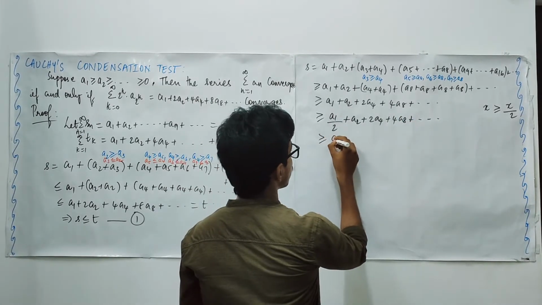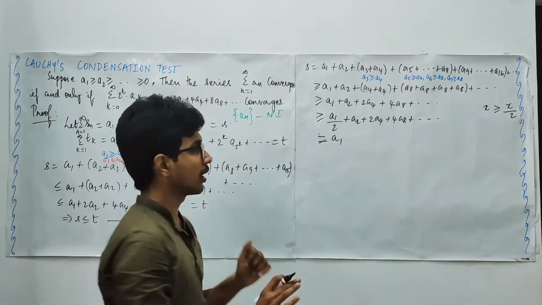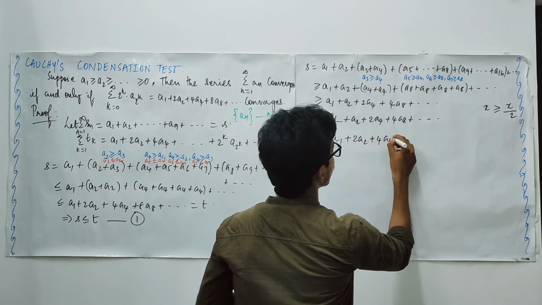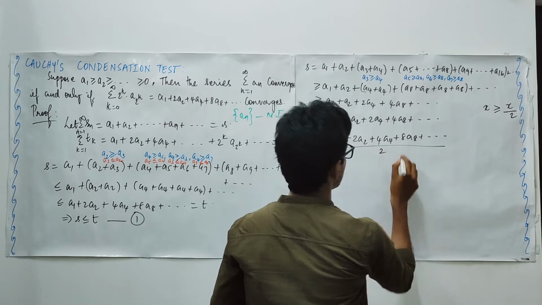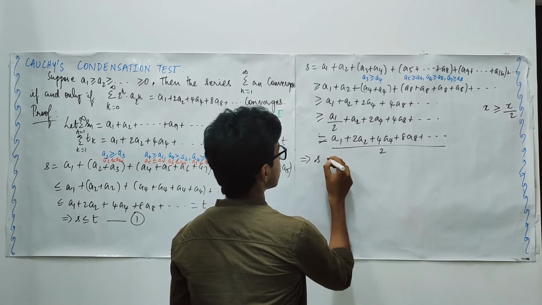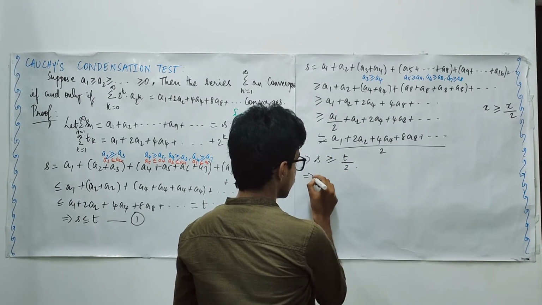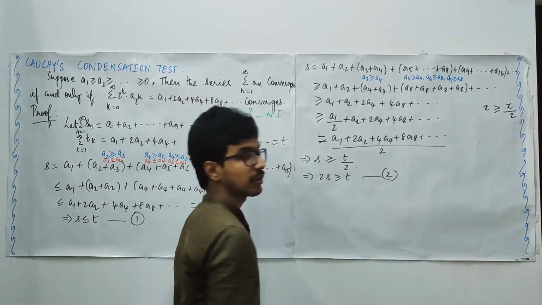And this may also be written as, actually here we are not having bigger than or equals, it may be written as a1 plus 2a2 plus 4a4 plus 8a8, and it goes this way, this upon 2. Now finally what you have is s bigger than or equals t upon 2, and this tells you 2s is bigger than or equals t. Take this as equation 2.